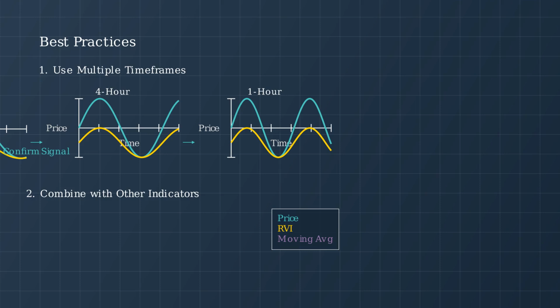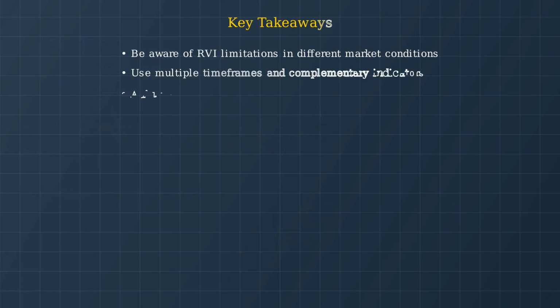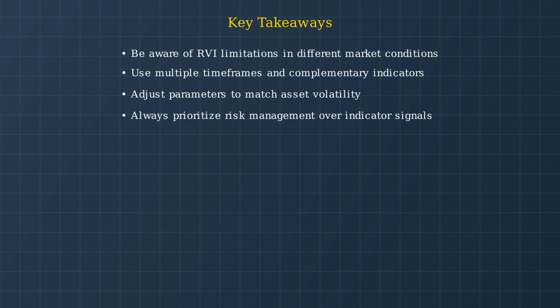Finally, always use proper risk management regardless of how strong the RVI signal appears. Set stop losses and take profit levels with a favorable risk-to-reward ratio. To summarize, understanding the limitations of RVI and following these best practices will help you use this indicator more effectively in your trading strategy.